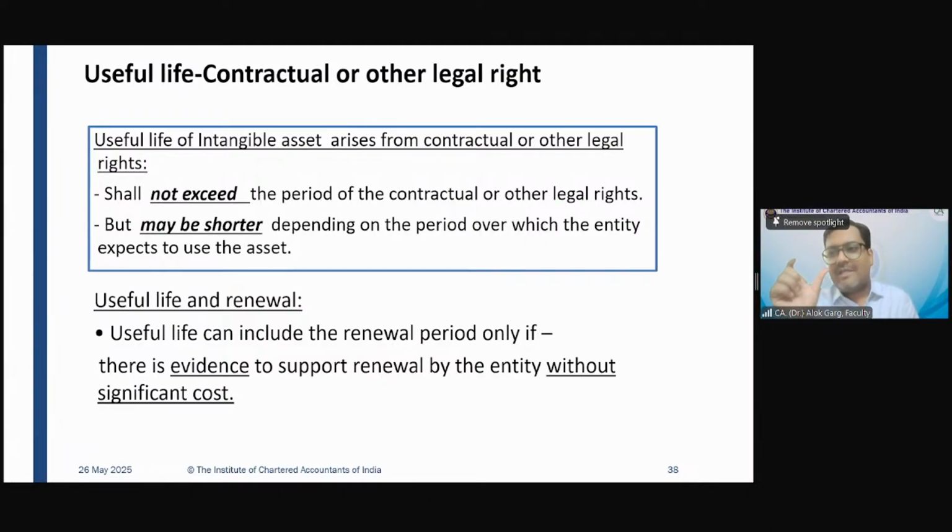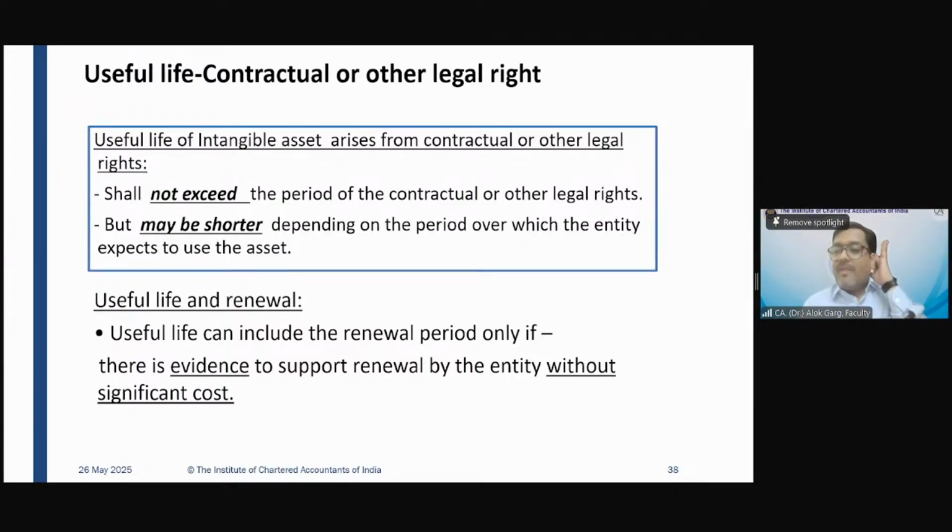So what is the contractual quantity? 10. What is the future economic benefit you are expecting? 4. Right? Likewise, in the license, the government has given it for 10 years, but you are expecting to receive the benefit only for 8 years. So the useful life is not 10 years, the useful life is 8 years. Okay. Is that clear?